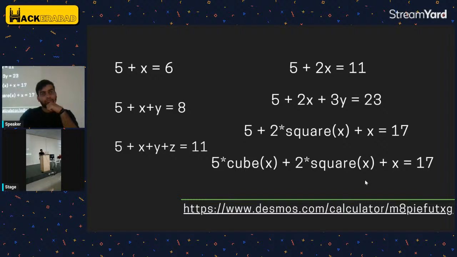Okay, I think we are going on the right track. So, these are all in power of 1. What if I make it square? 5 plus 2 into x square plus x equals 17. You don't have to answer that, even I don't know the answer. And the next equation is 5 into x cube plus 2x square plus x equals 17.